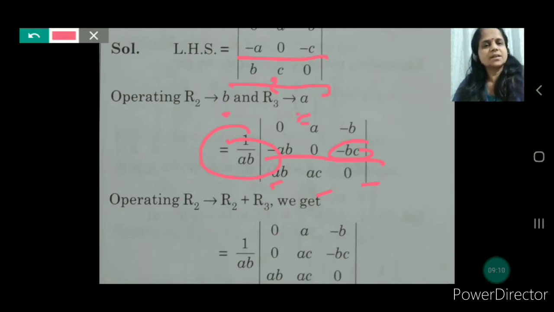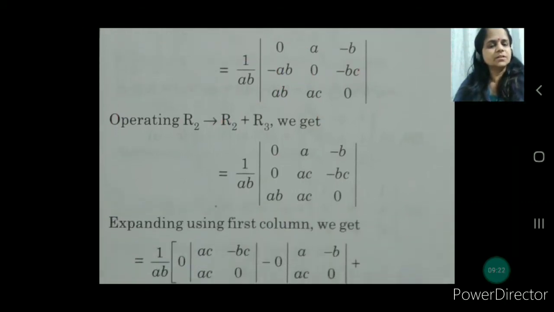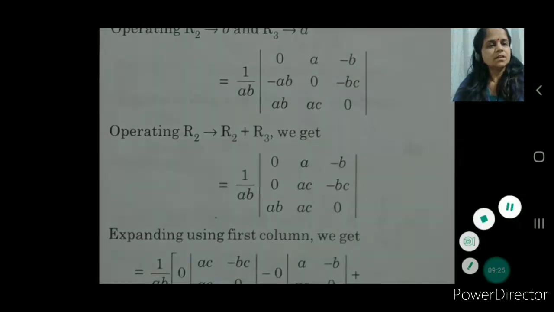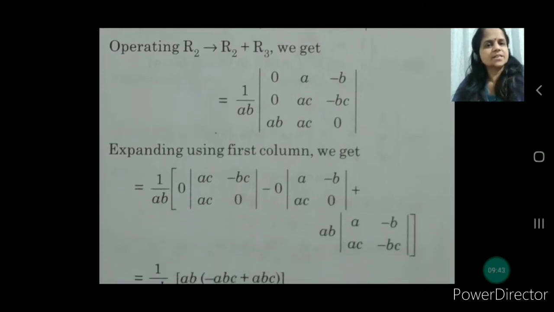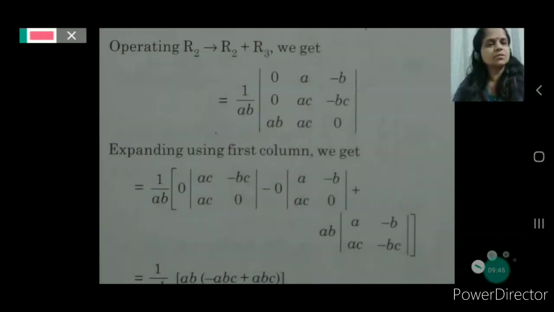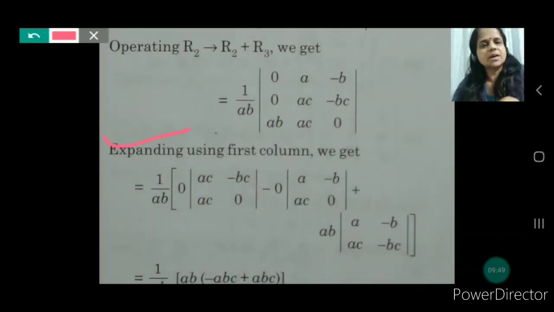And now applying the next property, R2 plus R3, meaning elements of R2 will change, R3 remains unchanged. So here you see that R2 is minus AB, R3 is here plus AB. Add these two elements, so you will get 0 here. Here 0 plus AC is AC, and minus BC plus 0 is minus BC. Now we can expand this using the first column. You can expand by any row or any column, whichever is easier for you.